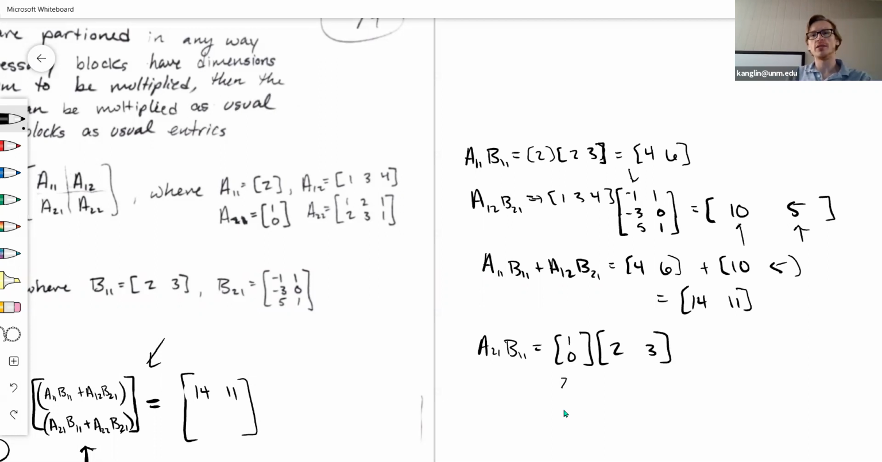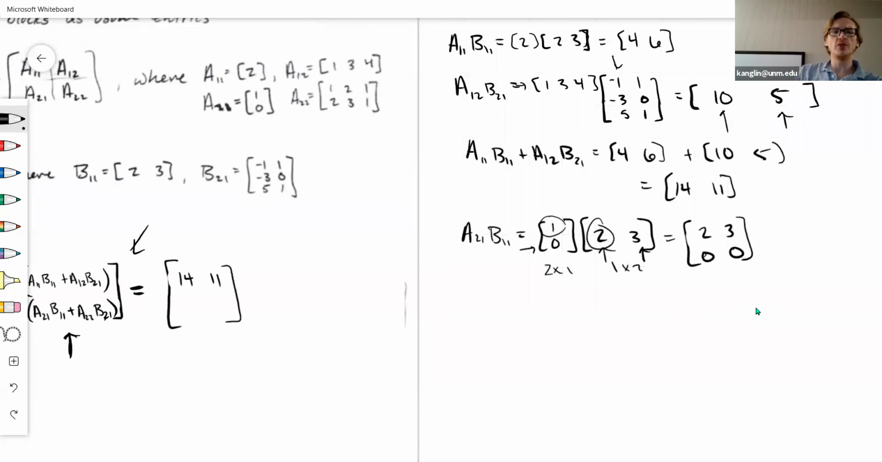I'll go ahead and do this one. This is 2 by 1, 1 by 2. The result will be 2 by 2. Looks like here we get first row, first column makes 2. First row, second column makes 3. And it looks like first row with any column will give us 0. Okay, almost there. A22, B21. A22 is this guy. B21 is this guy.